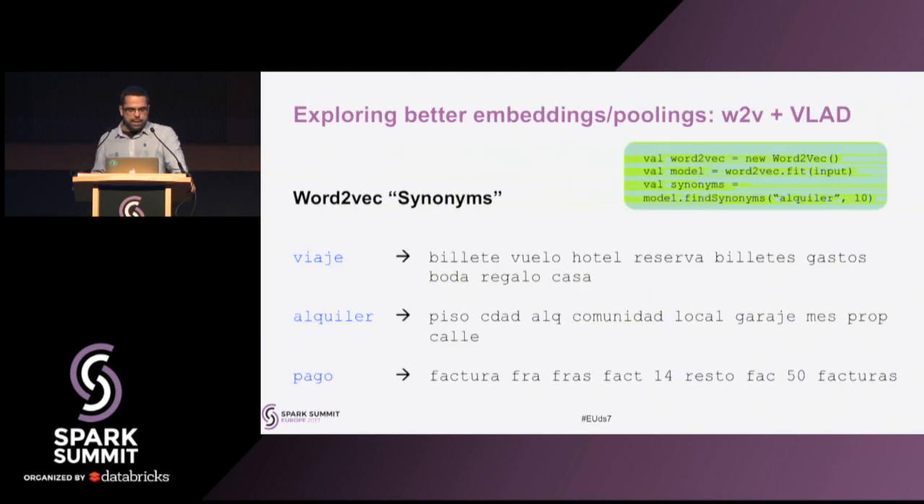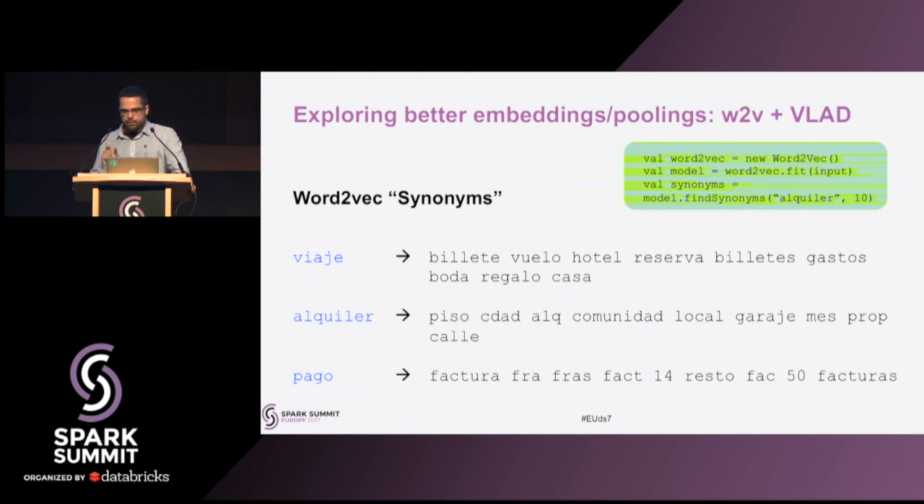Now, as I said before, a second improvement was not to use TF-IDF, but to try word2vec embeddings and VLAD pooling. I guess most of you know that word2vec is a quite popular method to get word embeddings. The good thing about word2vec in Spark is that, as this example shows, with few lines of code, you can fit a word2vec to a big unlabeled dataset. So we fit a word2vec to millions of unlabeled transfers, also from the previous year.